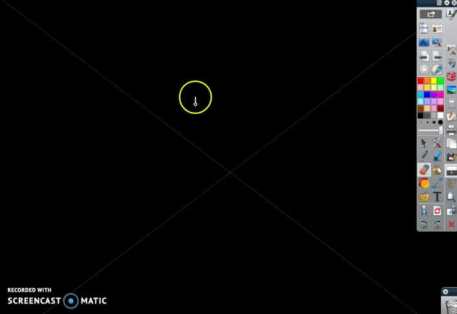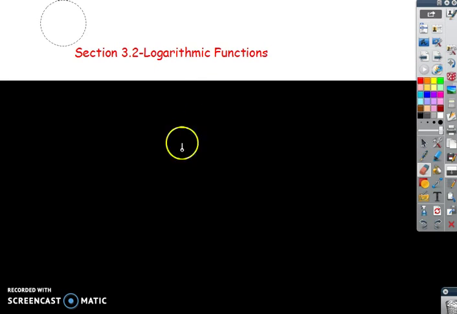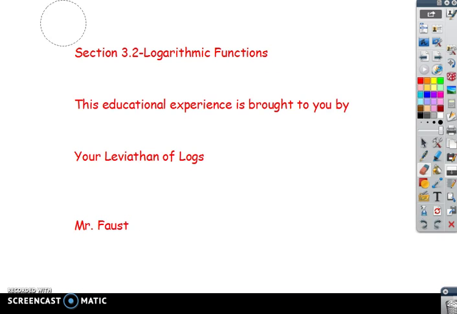Hello there, children. Today we are going to work on section 3.2, logarithmic functions. Now, the question you might be asking is, what the heck is a log function? And why are we even doing this?